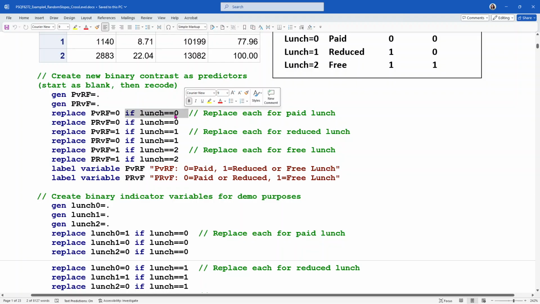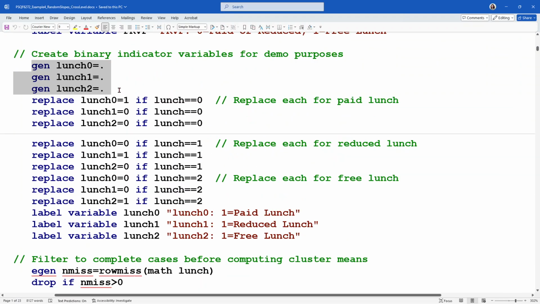I am then, for demonstration purposes for school composition, essentially computing redundant information. So I am generating lunch indicator specific dummy codes to where if you're in the 0 group, you get a 1 for that and a 0 otherwise. Lunch 1, if you're in the reduced group, you get a 1 and 0 otherwise. And 2, if you're in the free group, you get a 1 and 0 otherwise. That way we can see at the school level how many students we have in each category on average.